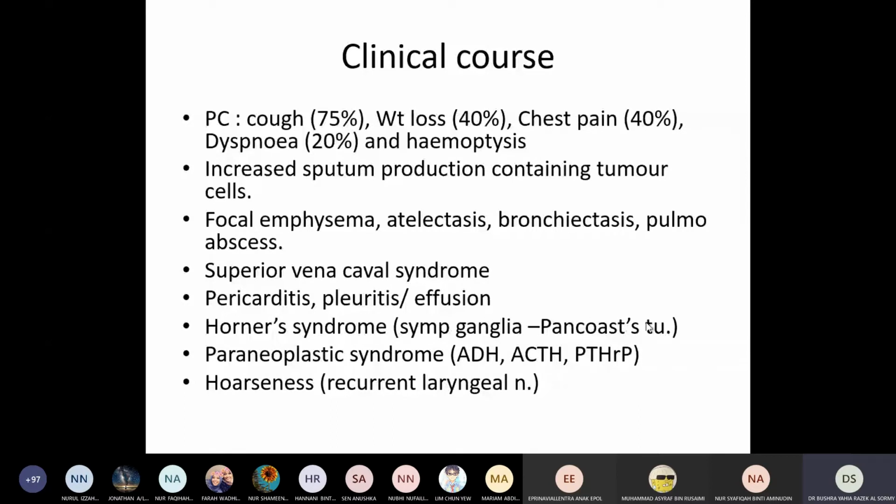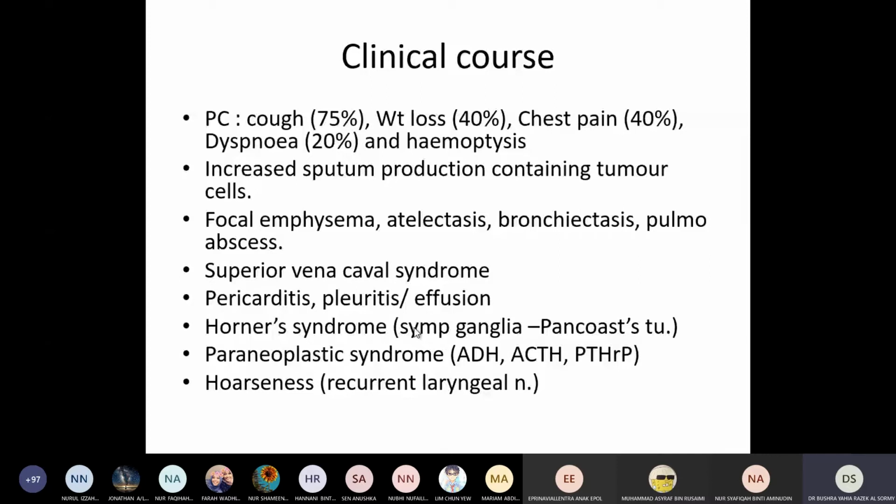So we call this pancreatic tumor. Sometimes the patient has Horner syndrome. In this case, we have to investigate whether he has lung cancer or not, because sometimes in adenocarcinoma, the patient usually has Horner syndrome.